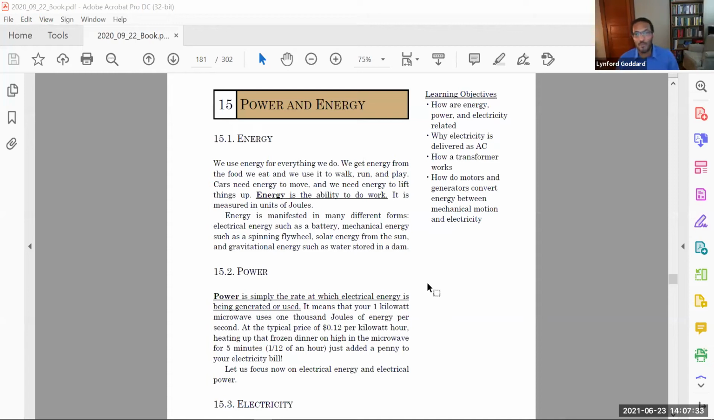Okay, so we can start back. So we're going to be building a motor in this section. The idea behind a motor is that we want to be able to convert electrical energy into mechanical energy.